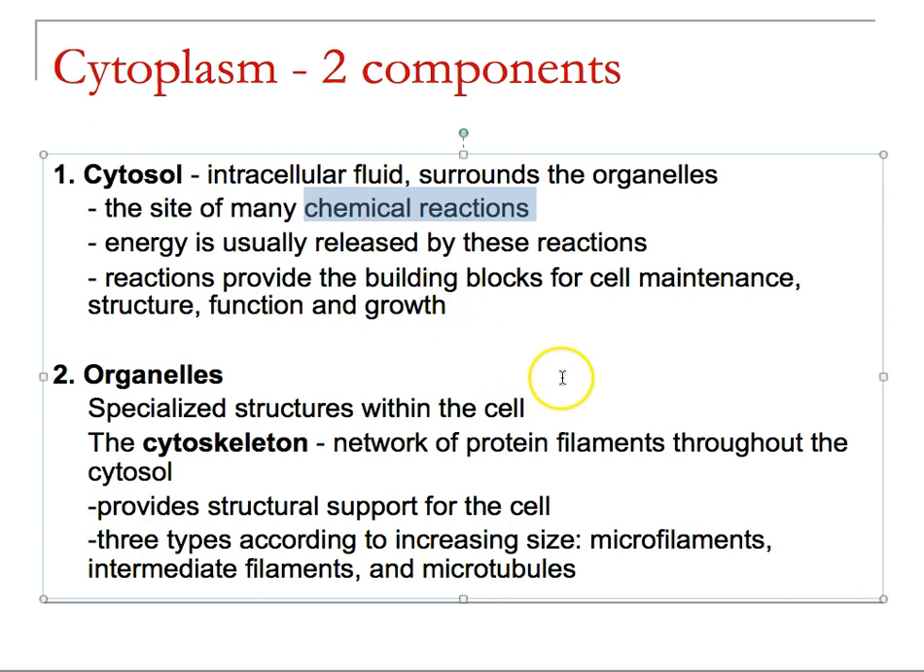The cytoskeleton is a network, literally, of protein filaments throughout the cytosol, and it's going to change the shape, size, location, and motility of the cell itself. And we do this by creating microfilaments, intermediate filaments, or microtubules. And you'll see those right here.